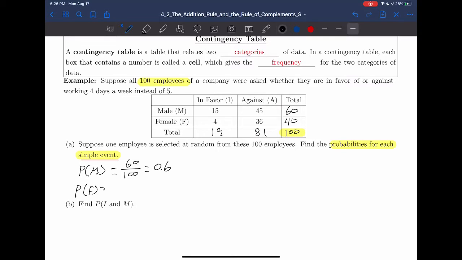And again, we do the probability of picking a female, which is the total number of females over the total number of people in the company. And the probability of people who are in favor of the policy will be the total number of people who are in favor over 100. And again, the probability of picking a person who is against is the same thing.